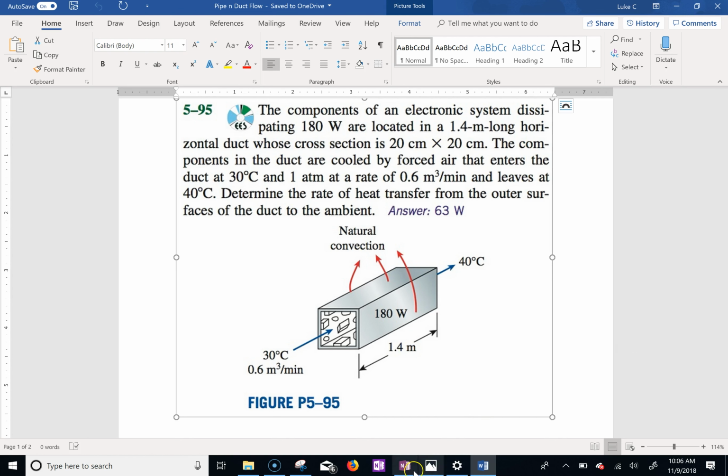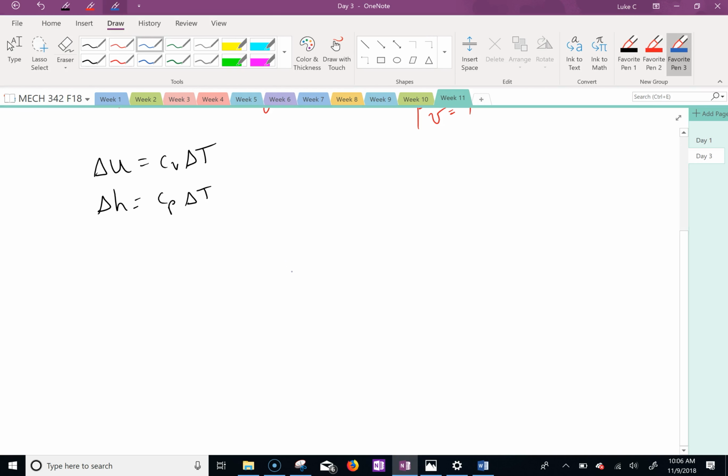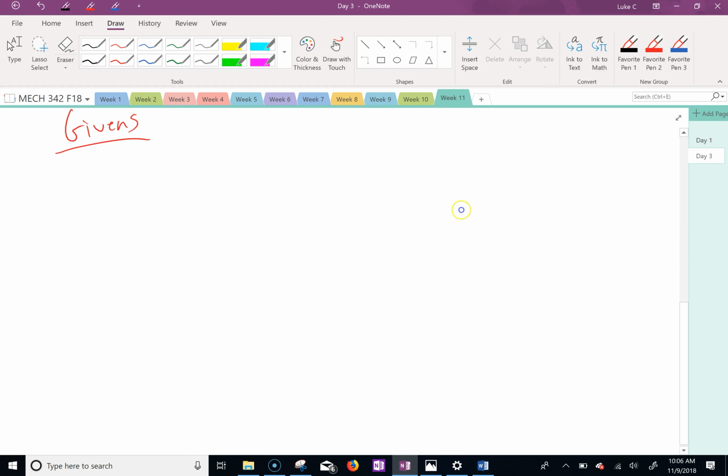All right. So I don't need to copy that. So let's go ahead and write givens. We got T1, 30 degrees C, P1, which is 1 atmosphere, is 101,325.